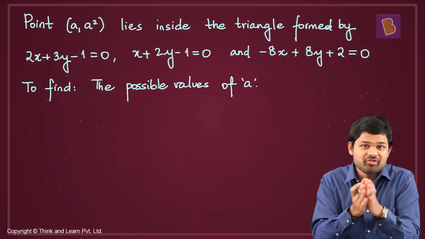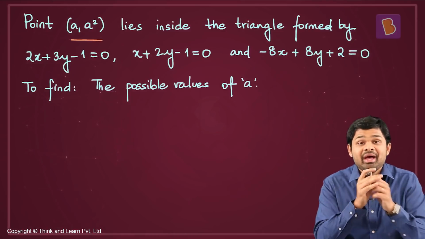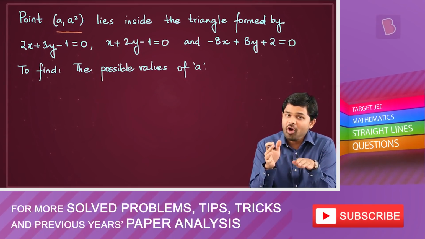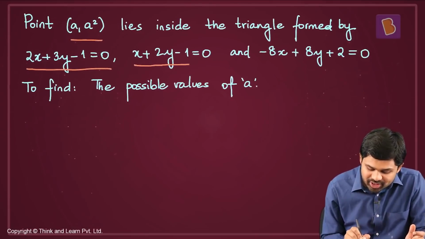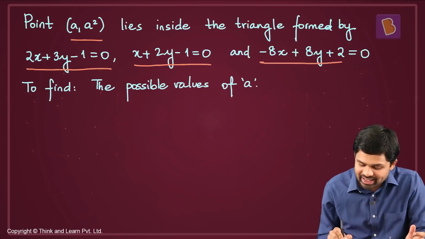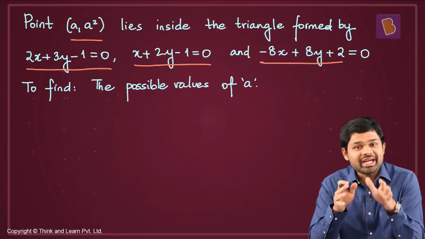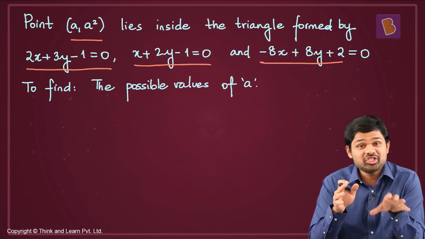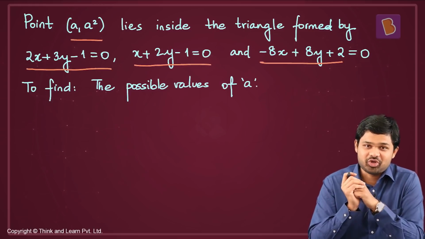So in this question, we've been given a point. Now the coordinates of this point are a, a square. And we've been told that this point lies inside the triangle formed by the three straight lines 2x plus 3y minus 1 equal to 0, x plus 2y minus 1 equal to 0, and -8x plus 8y plus 2 equal to 0. The objective is to find out what are the possible values that a can take such that the point a, a square lies in the triangle formed by the three straight lines.